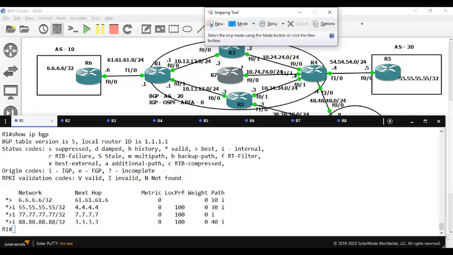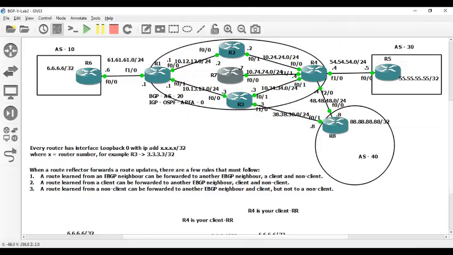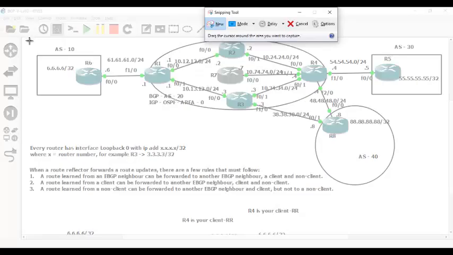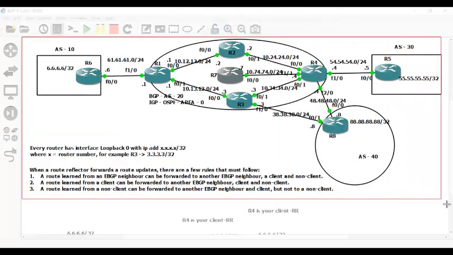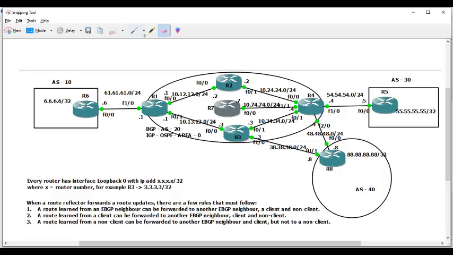What is the third line? If a route is coming from non-client, it will not be given to another non-client. It will be given to client, it will be given to neighbor, eBGP, but it won't be given to non-client. If you know this, then you can survive. All other things are common. If it is coming from a client, it will go to non-client as well as client and eBGP. If it is coming from eBGP, it will go to another eBGP, client and non-client. Only place people will not know is this one. Is it clear for you?